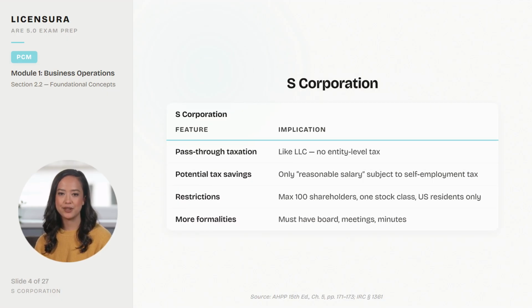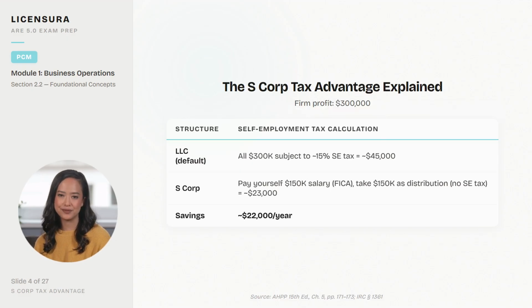Now the S Corp. An S Corp gives you pass-through taxation, just like an LLC, no entity-level tax. But it comes with restrictions. Maximum 100 shareholders, only one class of stock, and shareholders have to be U.S. residents. You also need more formalities: a board of directors, regular meetings, documented minutes. More paperwork than an LLC, for sure. So what's the appeal? Tax savings, and potentially significant ones.